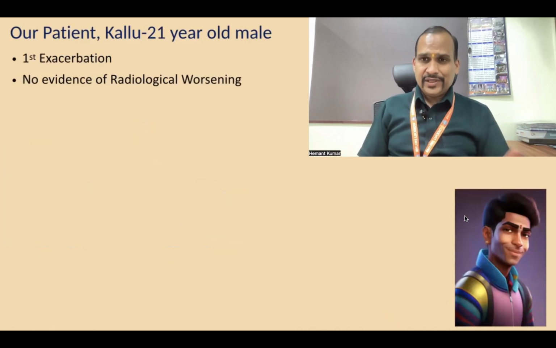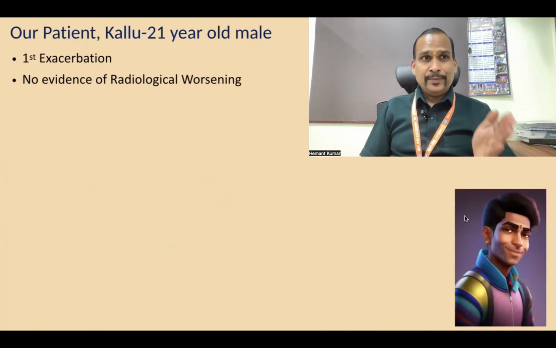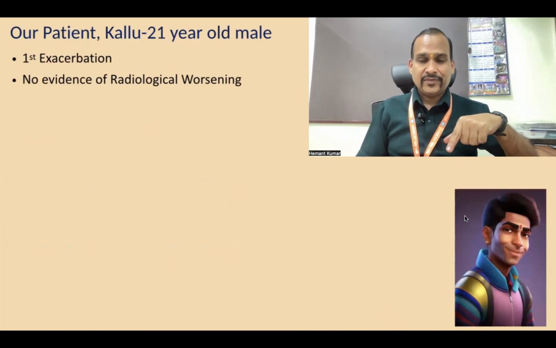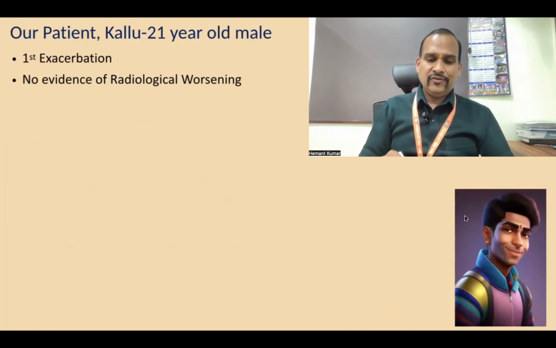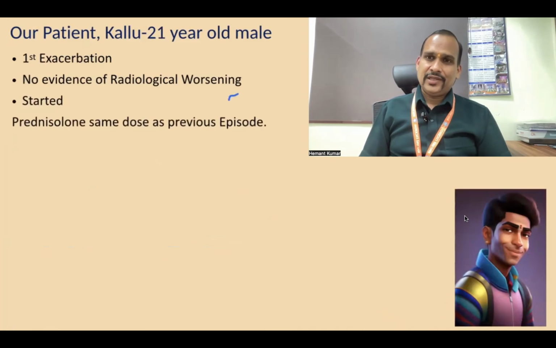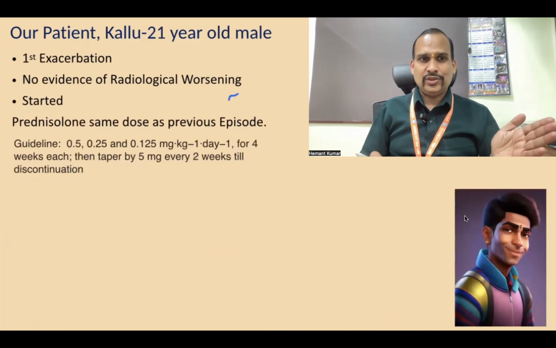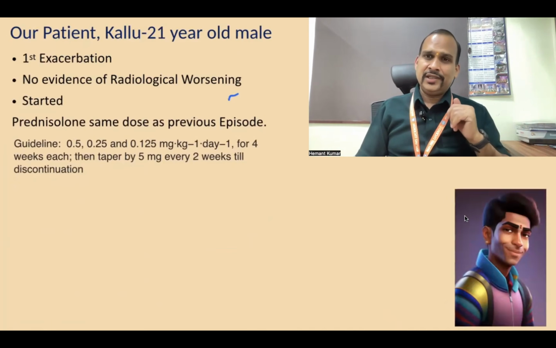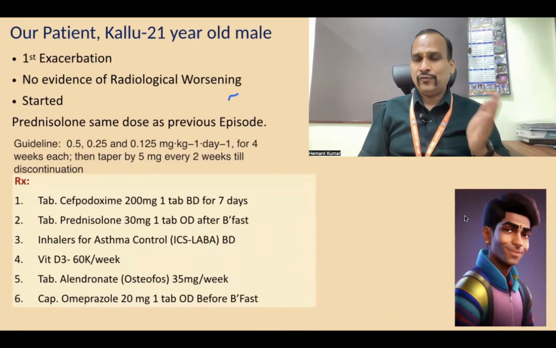Since our patient's first episode was newly diagnosed ABPA, and now this is the first exacerbation, and there is no radiological worsening, we have to start steroid at the same dose as the previous episode. So what is the dose? Again 0.5, 0.25, 0.125, then taper 5 milligram every 2 weeks till discontinuation. We have to give treatment for 4 months.